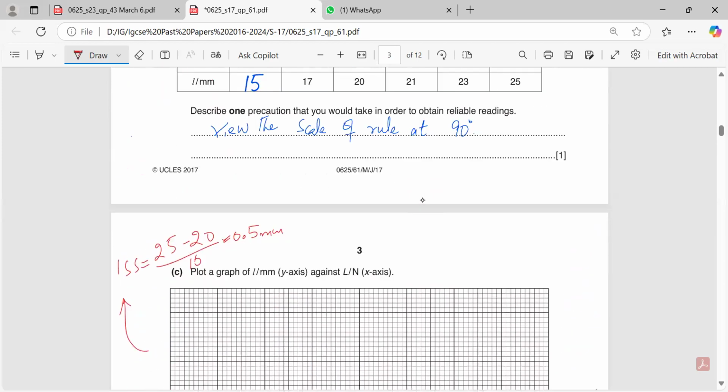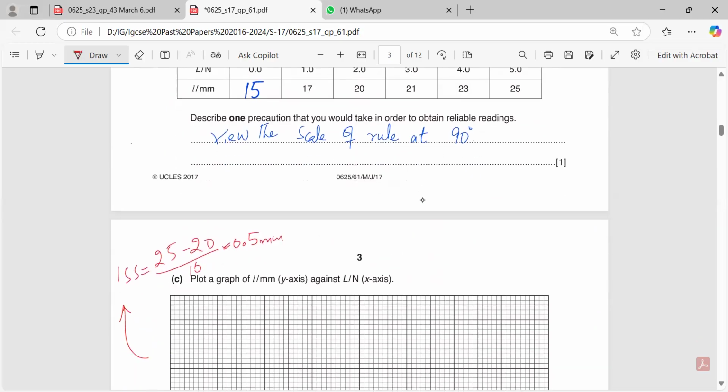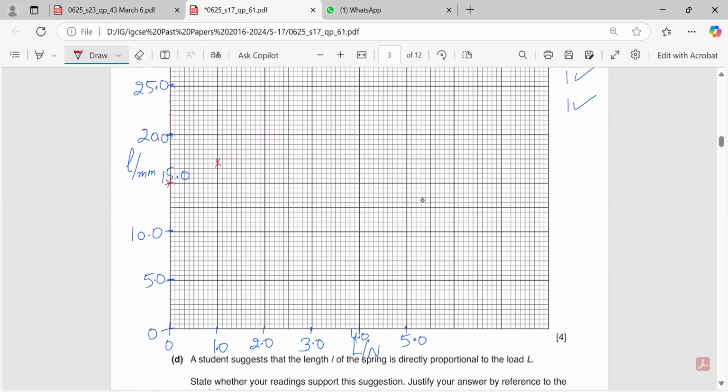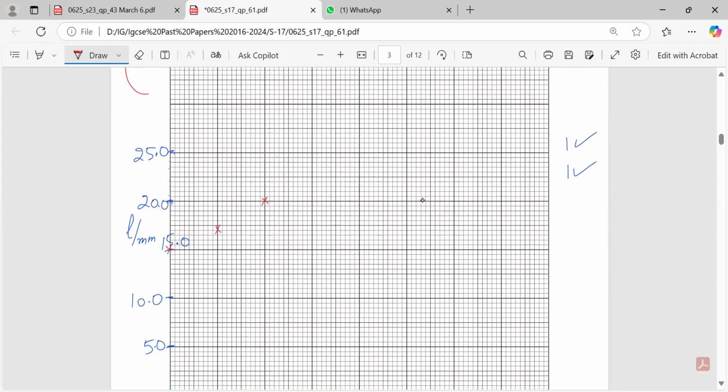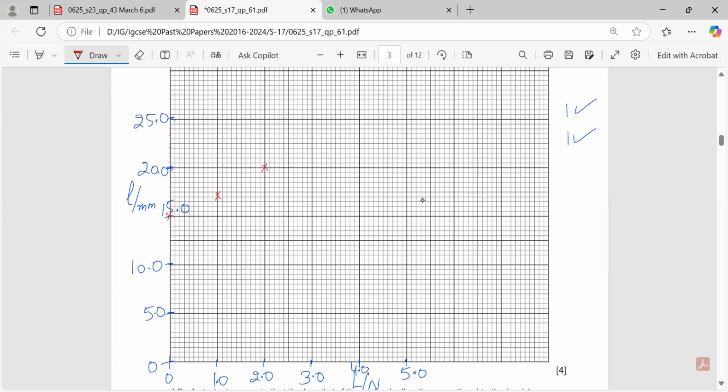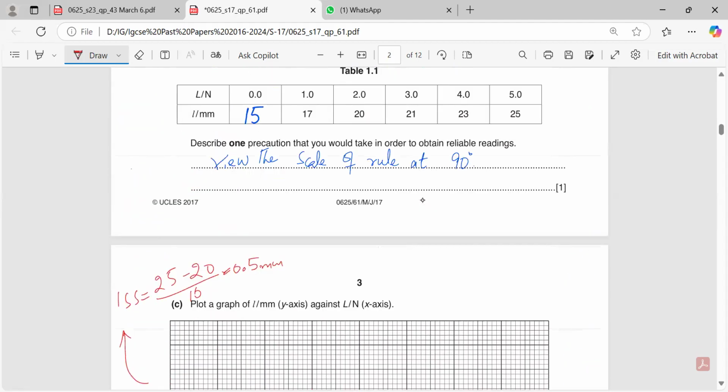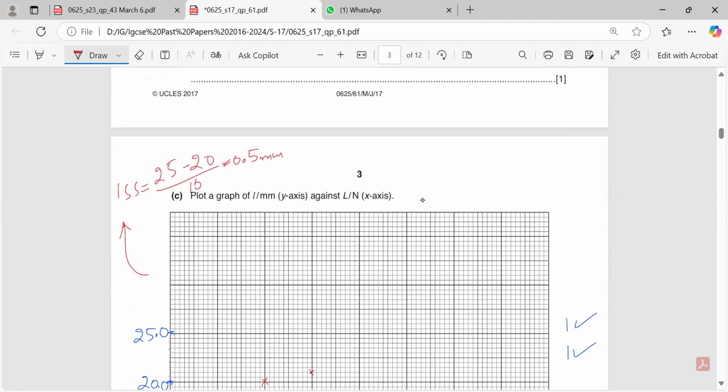Then at 2 Newton, the value is 20. So 2 and 20 is here. So again put a cross there. Then at 3 Newton it is 21. So this is 21. Then at 4 Newton it is 23, and at 5 Newton 25.